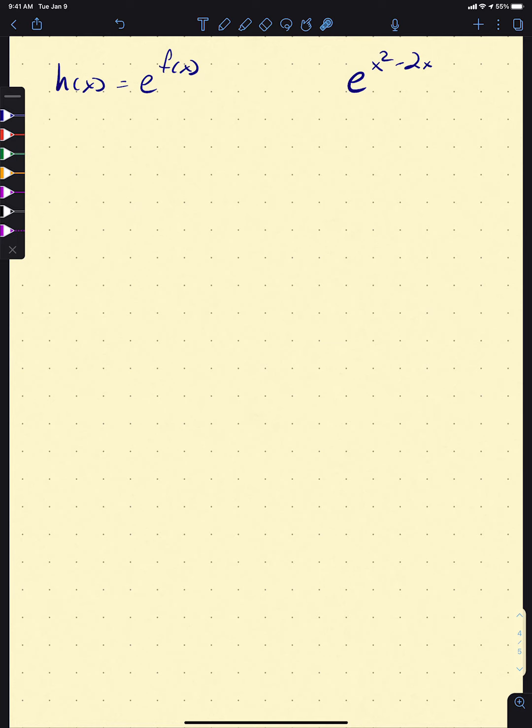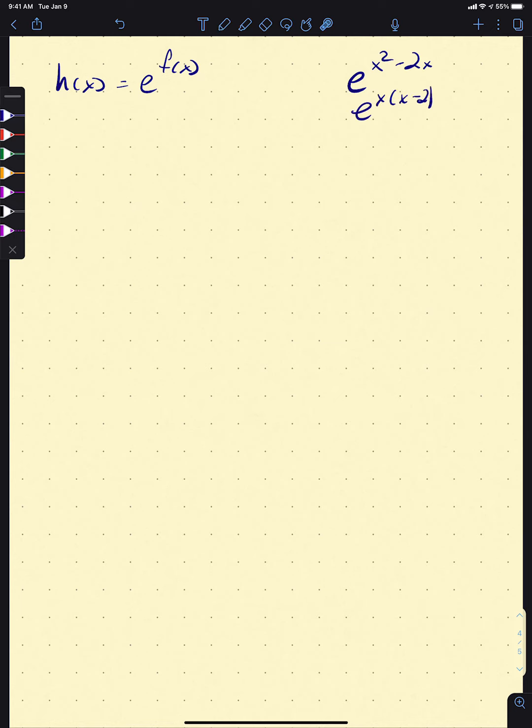You could factor this exponent into e to the x times x minus 2, something like this, and then use exponent laws to separate this into two functions and then do the product rule. That could work, or we can do the chain rule to this whole thing.